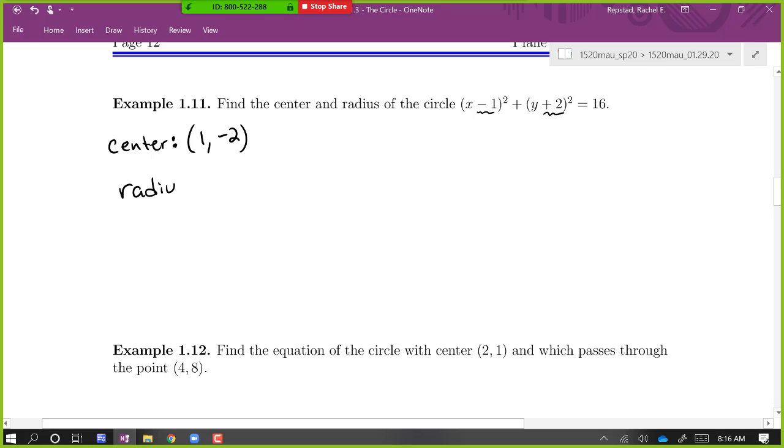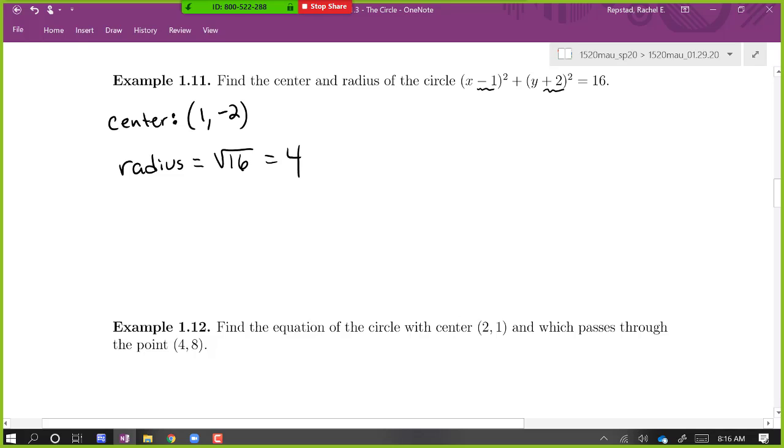Yeah, the radius is 4 because we're just going to take the square root of that number on the right side. That's it. See, there's really little work. If something's in standard form, it's supposed to be easier, right? Like, there's not a whole lot to do.